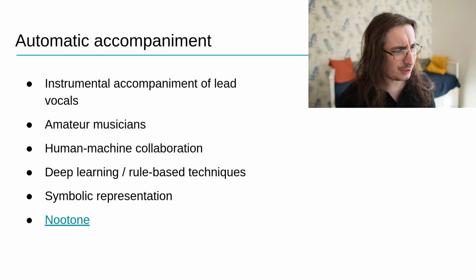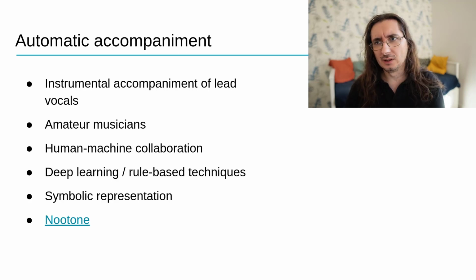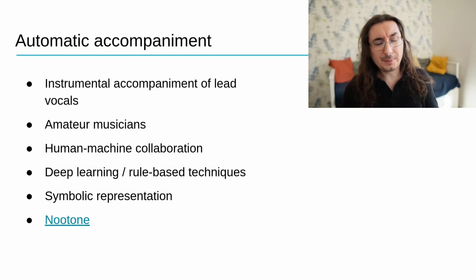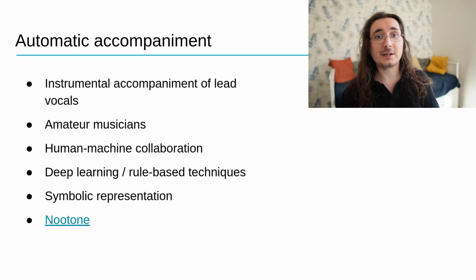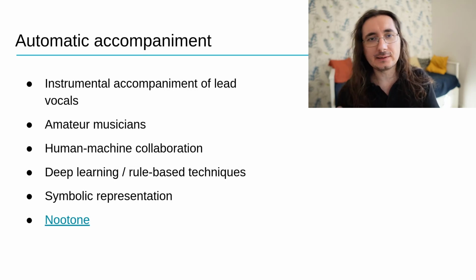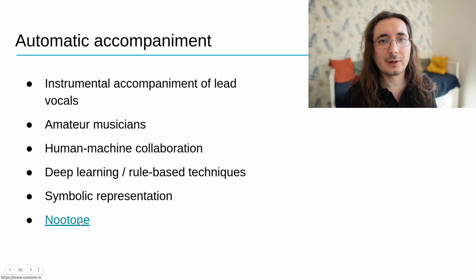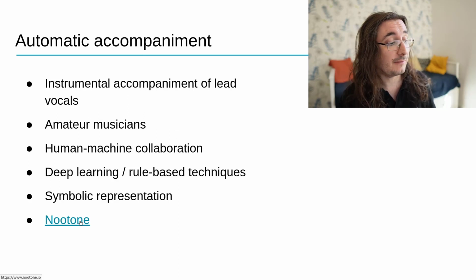In terms of representation, most of the time I've seen symbolic representation for automatic accompaniment. So at the end of the day, you're going to get like a sort of score, and then you can produce that. But sometimes there are also audio-based automatic accompaniment models, even though I think they tend to be way more rare. Newton is an interesting company that does automatic accompaniment. It's also particularly interesting because it came out from the first iteration of the Sound of AI startup accelerator that we had earlier in 2023.